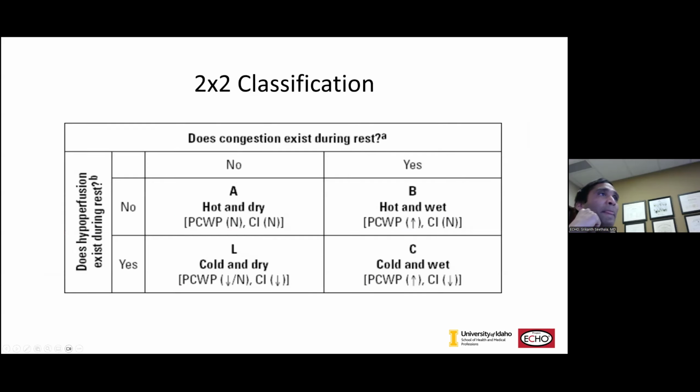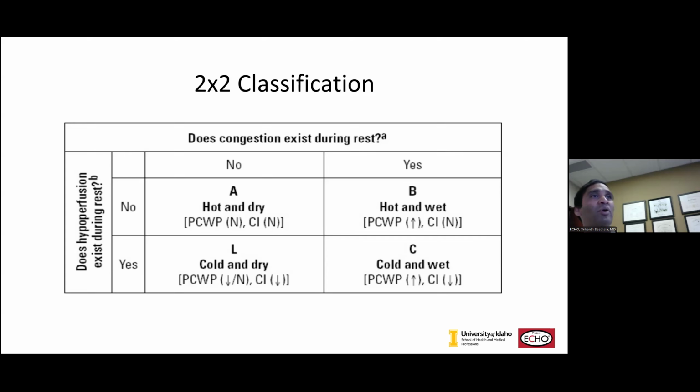Next slide. And then we have a 2x2 classification. Why is this important? Because it was done long back, and it tells us what the patient is doing and how the heart is responding to the low ejection fraction. Hot and dry means they have a normal wedge and normal cardiac index, and they will have a normal mortality rate. And hot and wet means their extremities are warm to touch, but they have lots of fluid. We can diurese them.